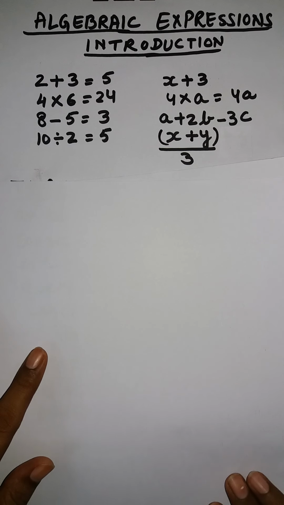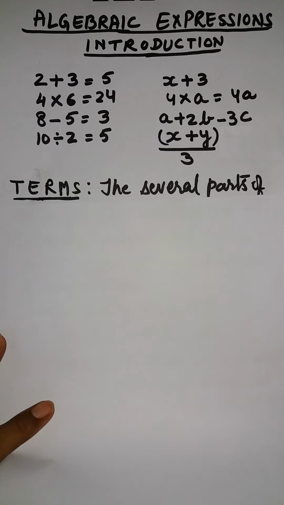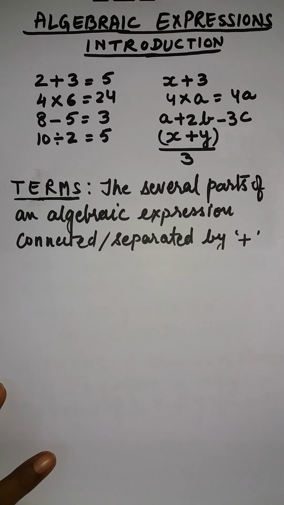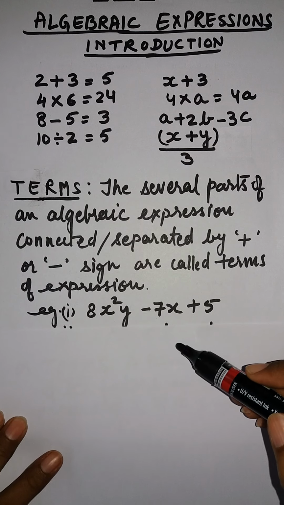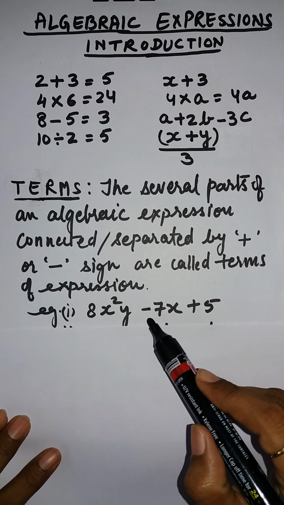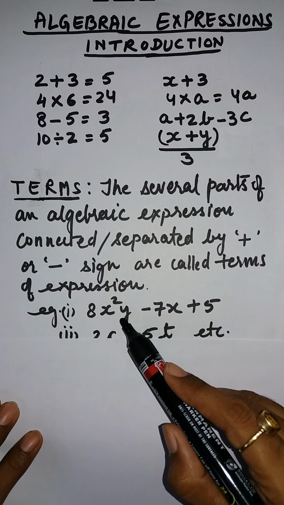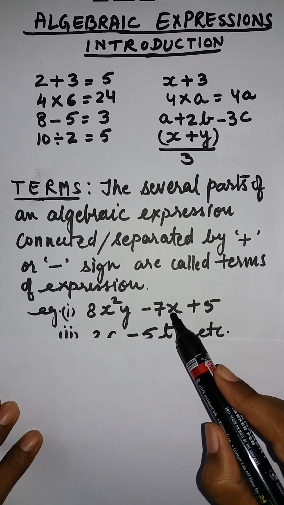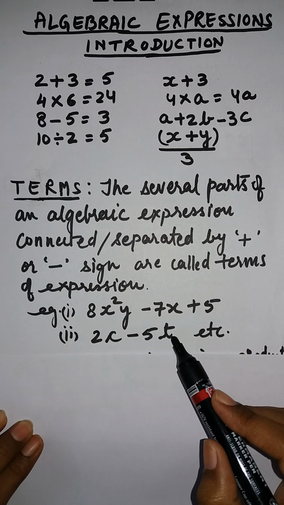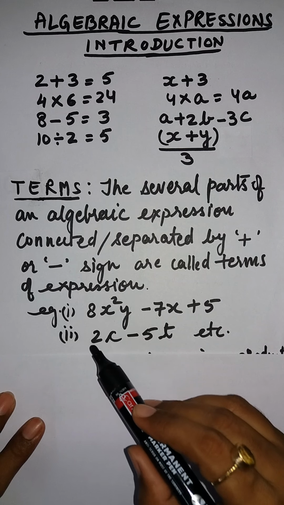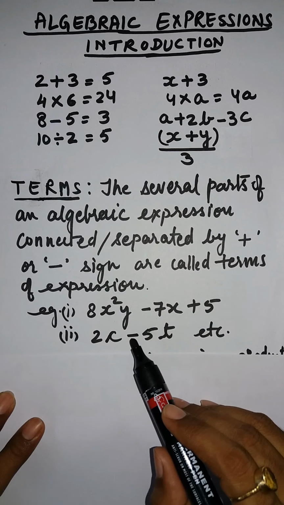Now, terms. What is a term? Several parts of an algebraic expression connected or separated by plus or minus sign only are called terms of the expression. Example: 8x square y minus 7x plus 5. Here, 8x square y is a term, minus 7x is a term, and plus 5 is a term. 2c minus 5t is also another example, where 2c is a term and minus 5t is also a term. We can see here minus and plus are the connectors or the separators.